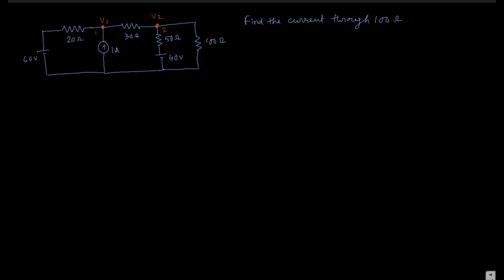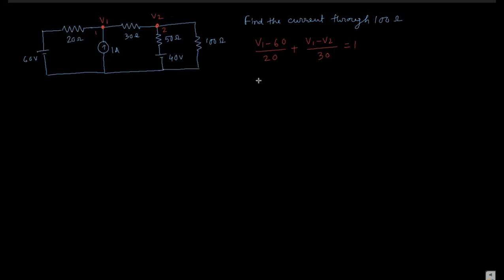Sir, 50 V1 minus 20 V2 plus 1 A, equation 1. What is the equation? Don't tell me the final equation, just tell me the equation. I am writing the equation: V1 minus 60 by 20 plus V1 minus V2 by 30 minus 1 is equal to 1. Okay.